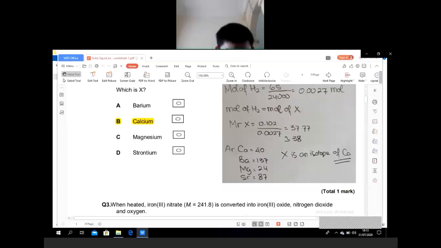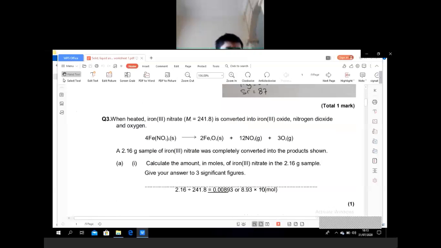And then for this number 3, when heated, iron 3 nitrate with the molar mass of 241.8 is converted to iron 3 oxide, nitrogen dioxide and oxygen gas. So here we have the decomposition reaction of iron 3 nitrate. And then 2.16 gram of sample was completely converted into the product shown. Calculate the moles of iron nitrate.